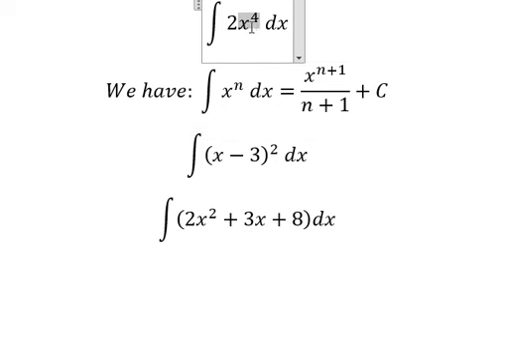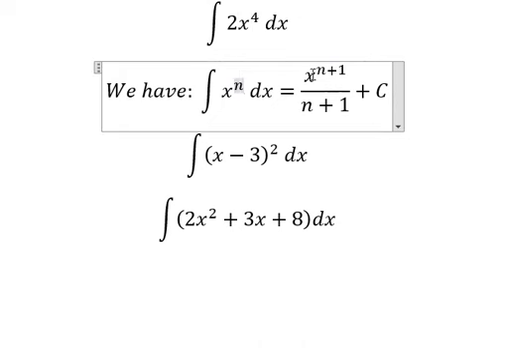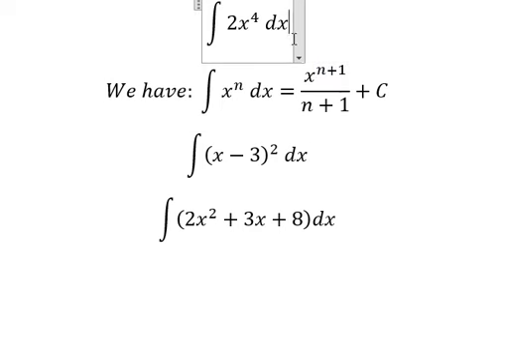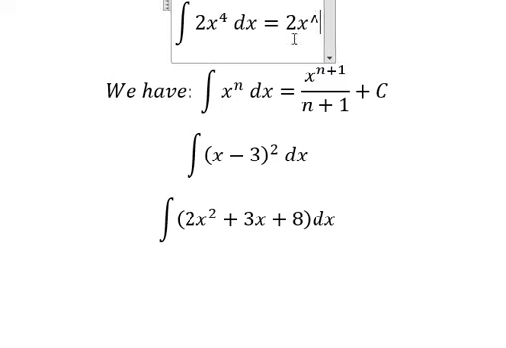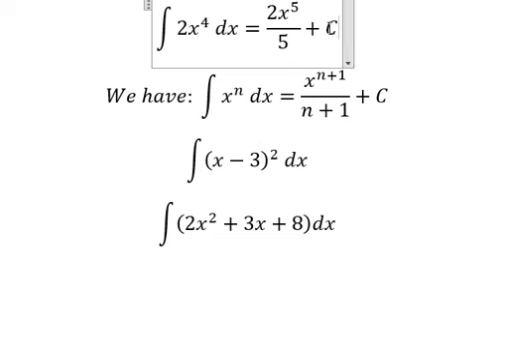So we look carefully. We have x to the power of 4. We put number 4 here. So 4 plus 1, we have number 5. This one we have number 5. So we have the final answer in here.